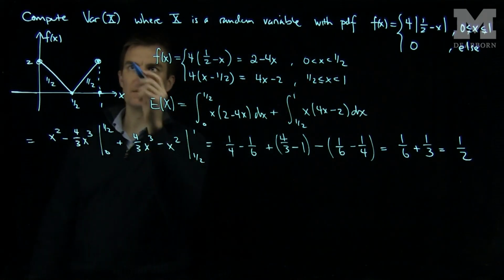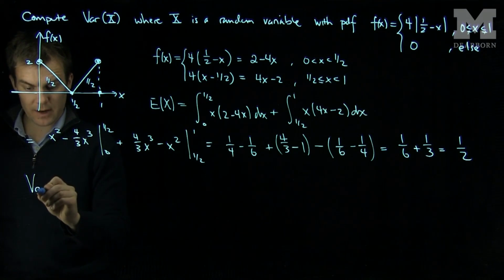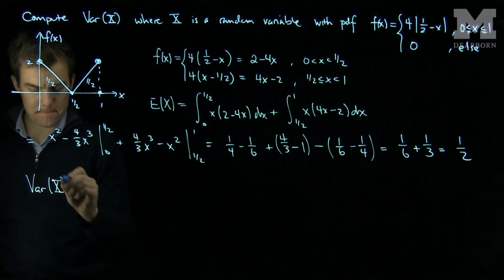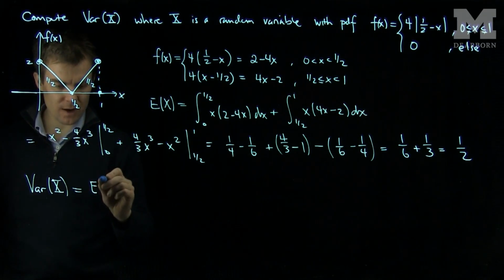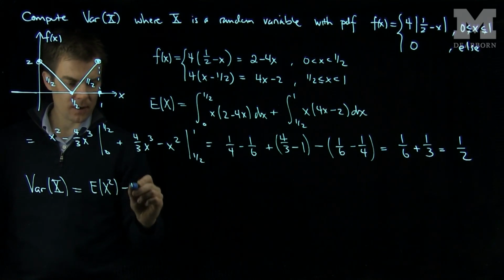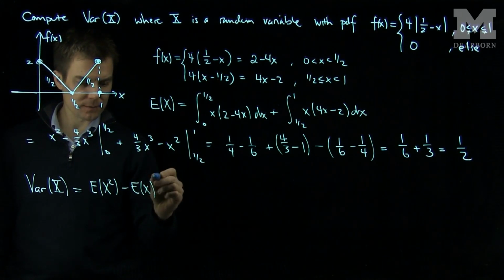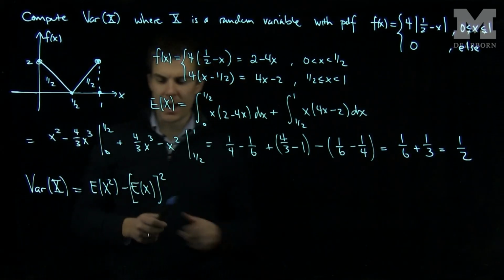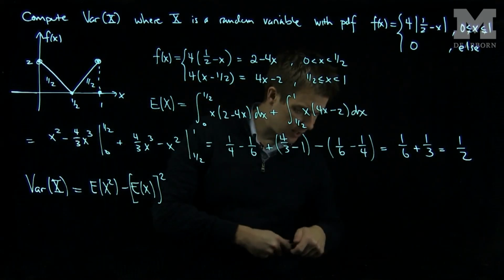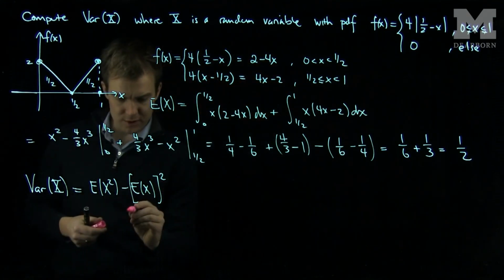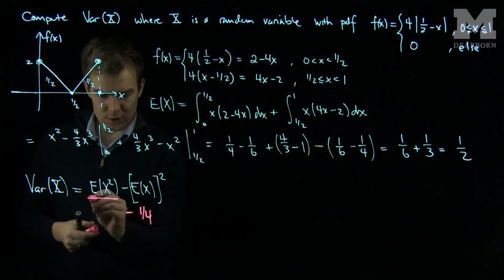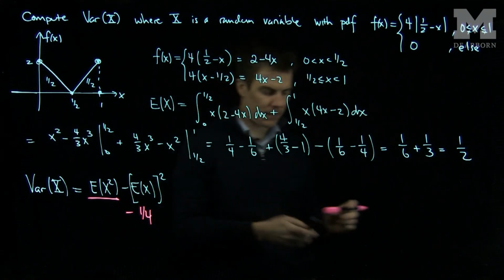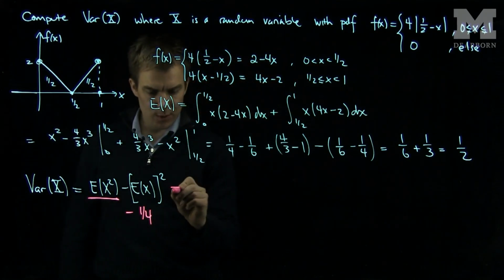Now let's compute the variance of x. The variance of x is the expected value of x squared minus the expected value of x quantity squared. And we know what this is. The expected value of x is a half, so this term is just going to give us minus 1/4. So all that remains to find is the expected value of x squared. So we can do that now.